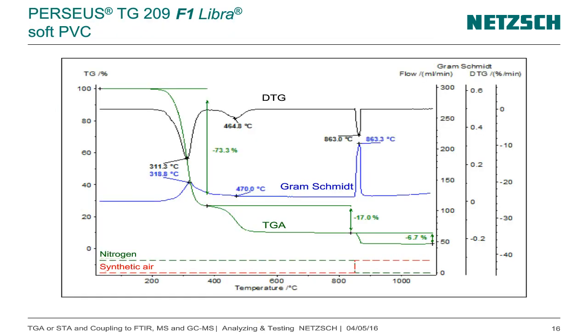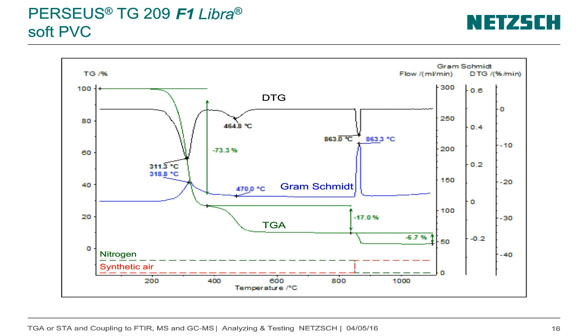Here's an example, a sample of soft PVC, where you can see in the green line the TGA curve with 2 mass loss steps in the beginning, and then after switching to air at around 850 degrees C there is the third one. This is the green curve.